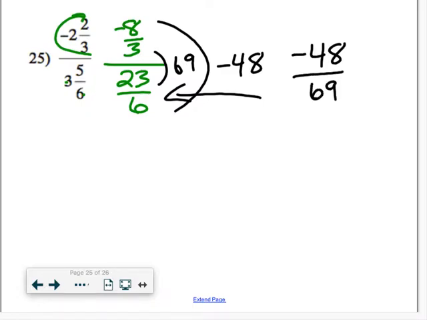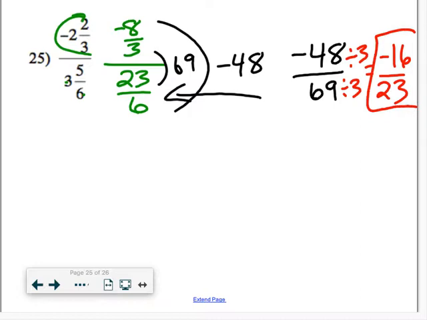Trying to think. I think 3 goes into these. So divide top and bottom by 3. Negative 16 over 23. I think that's my final.